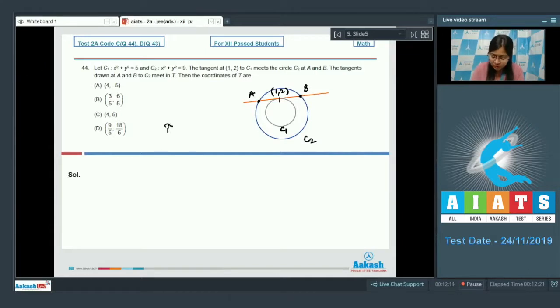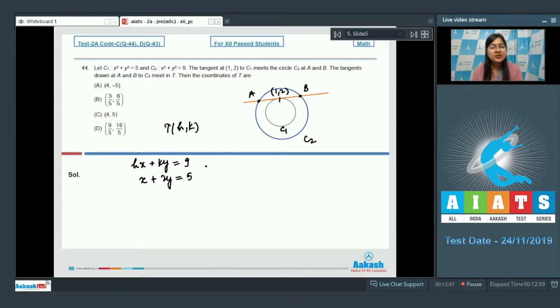So let us assume the coordinates of T are h, k. So from there we can say equation of chord of contact AB will be T equal to 0. That is hx plus ky is equal to 9 is the equation of AB. Also its equation can be written as equation of tangent at 1, 2 on circle C1. So that will be x into 1 plus 2 into y equal to 5.